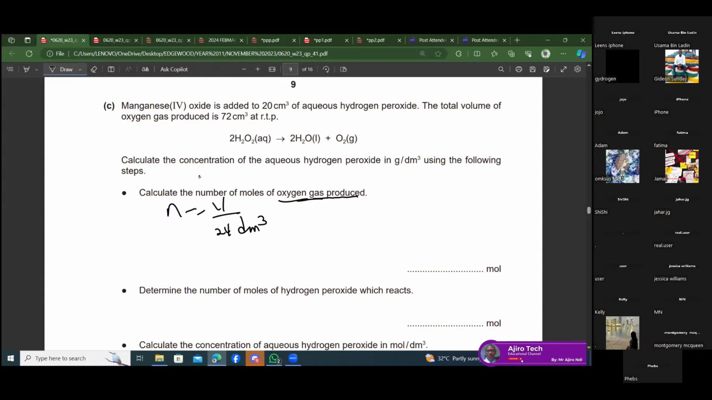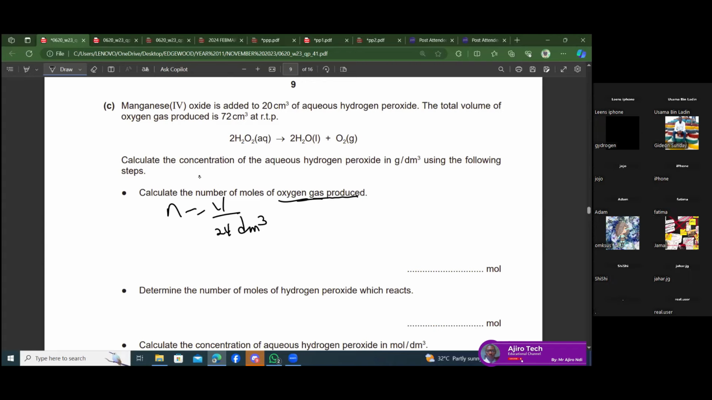Is it a gas? Is it a solid? Or is it a solution you are talking about? This question is talking about the gas. Do we have the volume of the gas given in the question? Yes, we have the volume of the gas. We're told that the total volume produced is 72, but it is in cm³. So if V is 72 cm³, to convert it to dm³, remember that 1000 cm³ is equivalent to 1 dm³, right? So we have 72 divided by 1000.